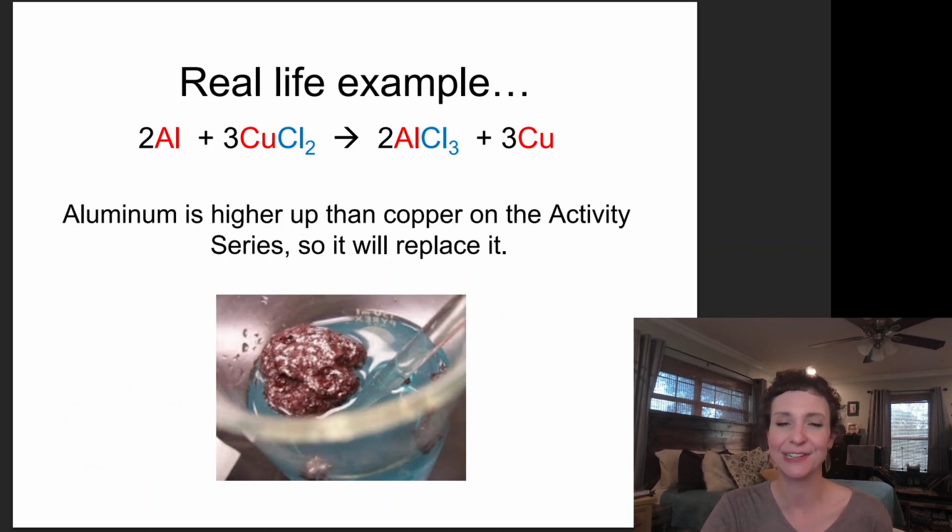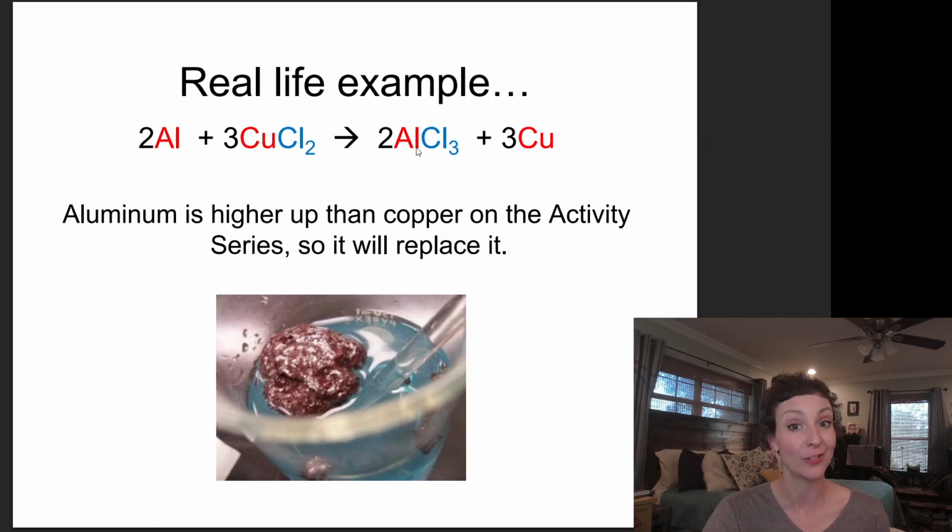There's a really good real life example of these single replacement reactions. I have aluminum, he's more attractive than copper. And I know this because if I mix aluminum, like aluminum foil, with a solution of copper(II) chloride, I will see aluminum kick out the copper. And I will know that aluminum is kicking out the copper because you will see the formation of that brownish copper on the top of the foil.